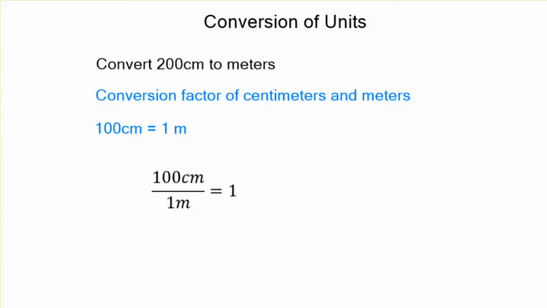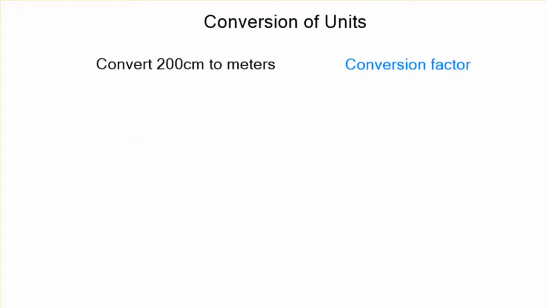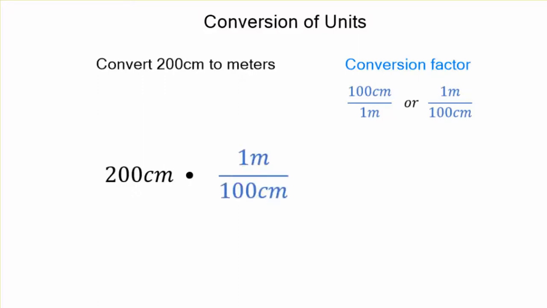So if we write those as a fraction, 100 centimeters divided by 1 meter is 1, and 1 meter divided by 100 centimeters is also 1. Those are our choices to be our conversion factor. That's what we're going to multiply times 200 centimeters to turn it into meters. Well, which one are we going to use? Well, we're turning it into meters, so let's use the one with meters on the top.